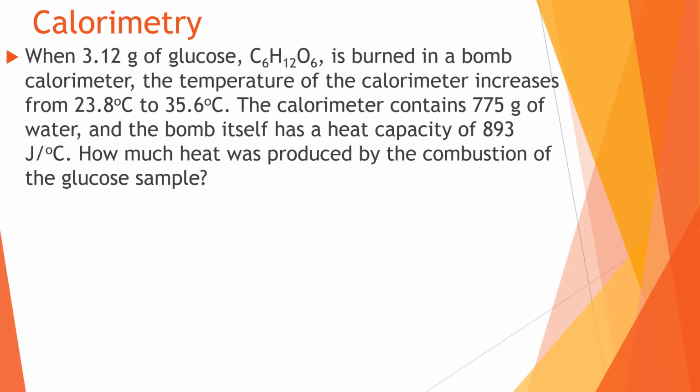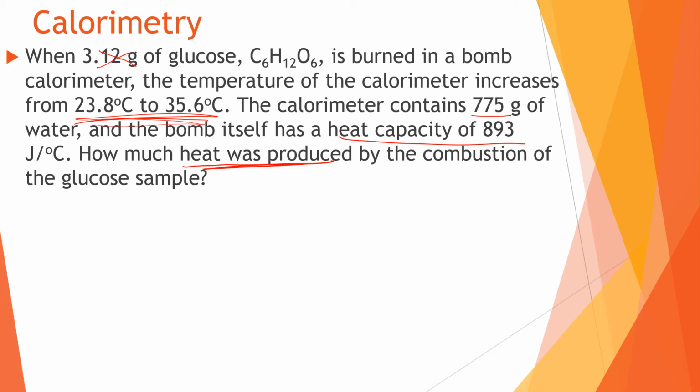So here's an example. When 3.12 grams of glucose is burned in a bomb calorimeter, the temperature of the calorimeter increases. So this is both the water and the calorimeter. Remember, the water's in the calorimeter, they're in equilibrium. The calorimeter contains 775 grams of water, and then it gives us the heat capacity of the bomb itself. It asks how much heat was produced by the combustion of the glucose sample. Because this just asks for the heat produced, we don't need to worry about how much glucose we have, because we're just seeing the total amount the glucose produced.